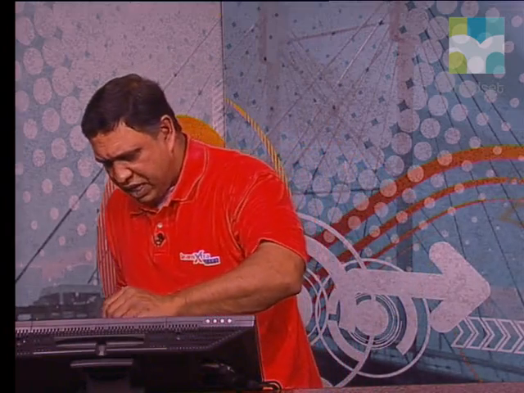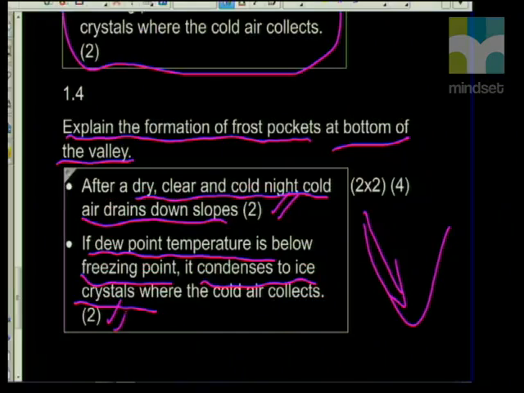So we're going to look at it here. 2 marks, 2 marks. Remember, if it was above freezing point, obviously no ice crystals are going to form. Okay? Below freezing point is your main factor. Okay, that's one on that.